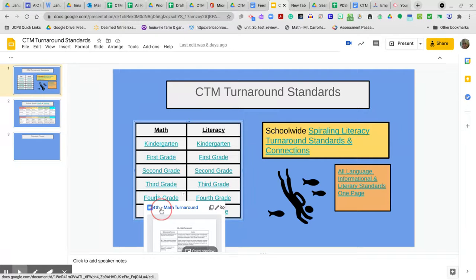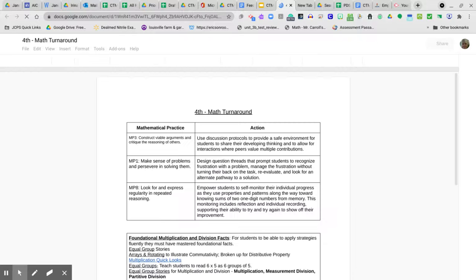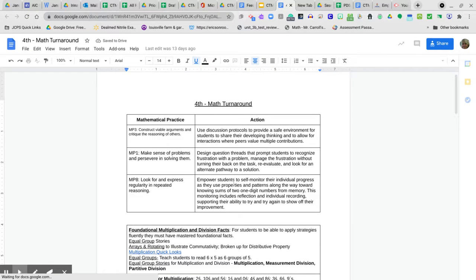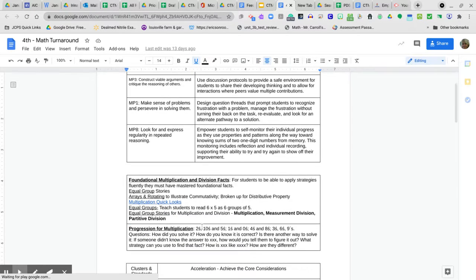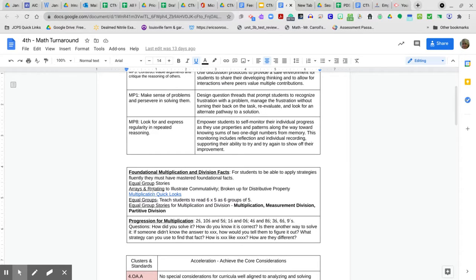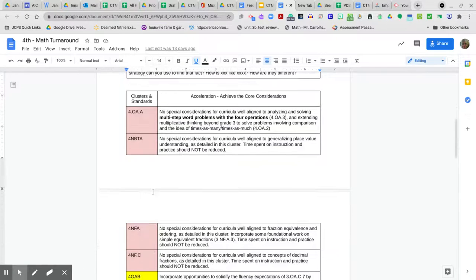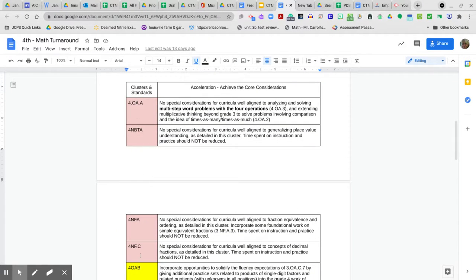Moving on to fourth grade. Again, fourth grade, those MPs, the how and the whys over here, the foundation, what's important foundationally: equal group stories, arrays and rotating, very similar to third grade, just kind of building on. I've linked in the multiplication quick looks and the progression for multiplication, same as third grade. And then we move on to those priority standards.